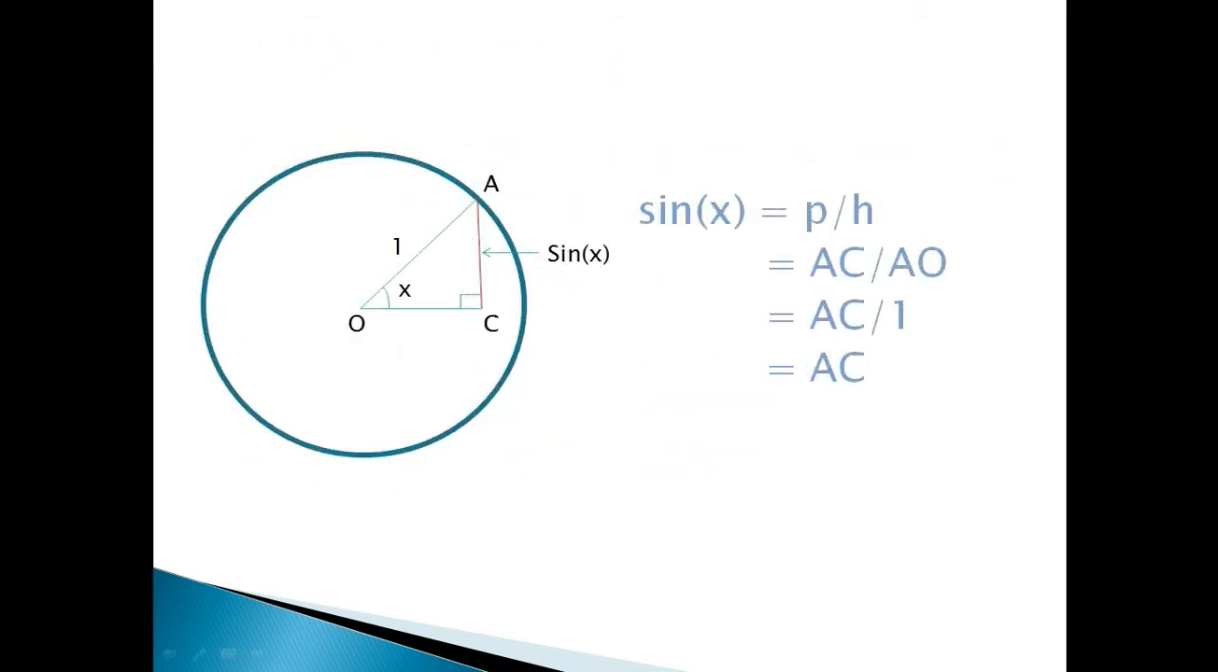Now in the circle, O is the center and OA is the radius, which is equal to 1 unit. Then by definition, sin x is equal to perpendicular over hypotenuse, which is equal to AC over AO, which gives sin x is equal to AC, as AO equal to 1. So we see that sin can be defined as the perpendicular drawn from the point of intersection of the radius with circumference of unit circle to the horizontal base.